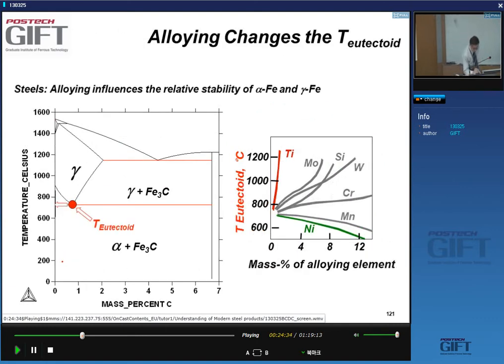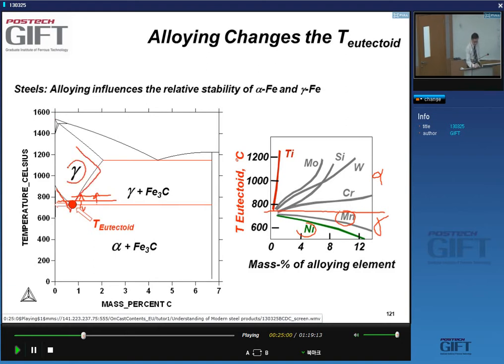The way the temperature moves depends on whether you have austenite stabilizers or ferrite stabilizers. The ferrite stabilizers extend this domain, so the temperature will move up. Austenite stabilizers, such as manganese and nickel, increase the austenite stabilizing domain. So there the eutectoid temperature decreases. All right.